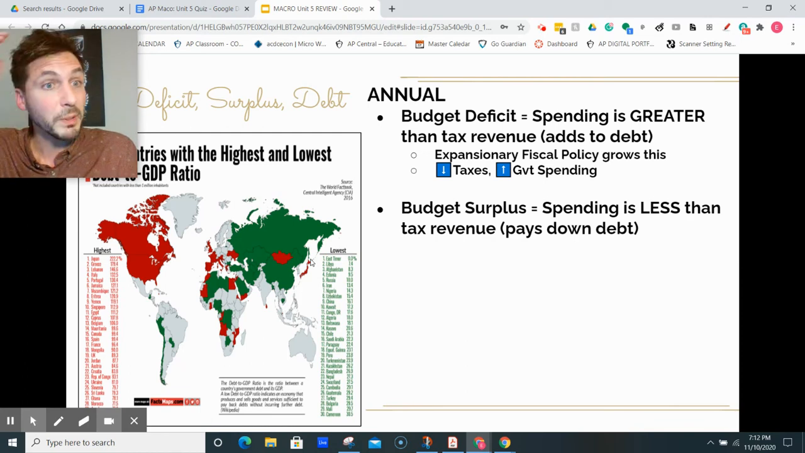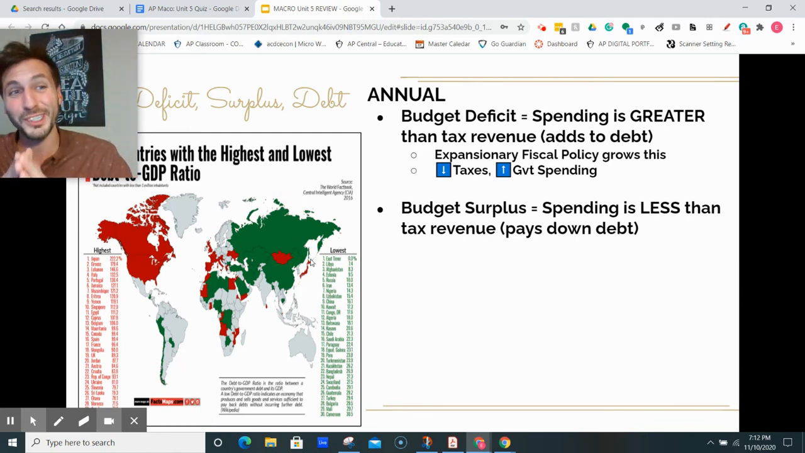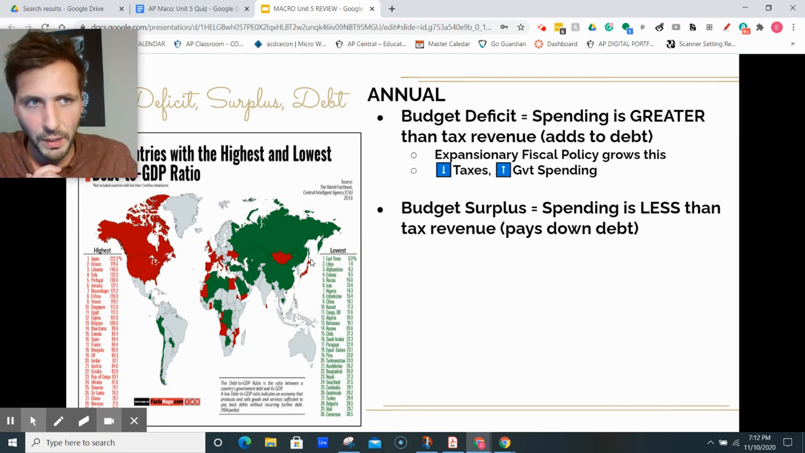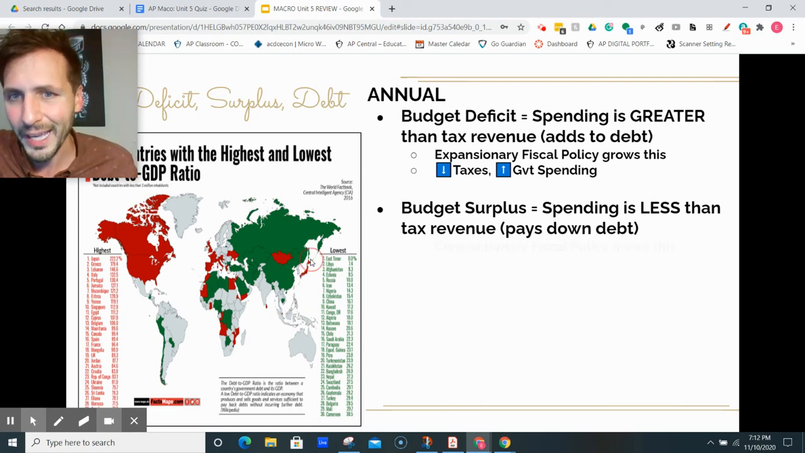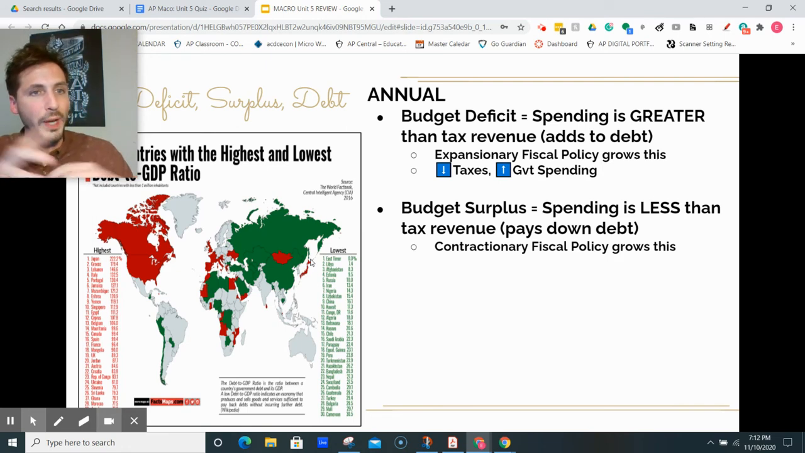We also have something called a budget surplus, which is the other thing that you can have annually. We haven't had one of these in a long, long time, but a budget surplus means you're spending less money than you're bringing in. So if I bring in $40,000 and I only spend $10,000, then I have a surplus of $30,000. And this surplus actually pays down our national debt. And contractionary fiscal policy actually adds to surpluses.